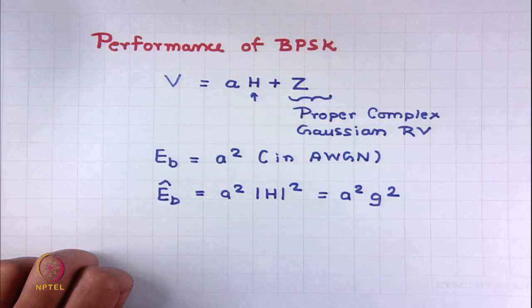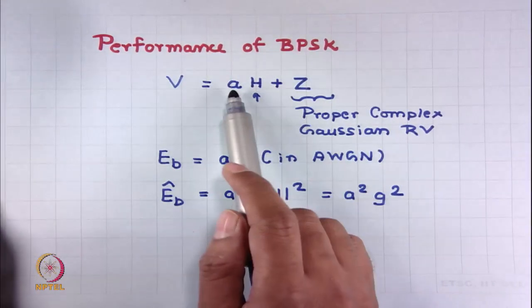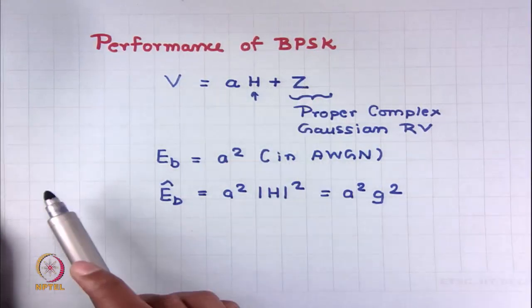H is also a proper complex Gaussian random variable. These complex Gaussian random variables are always proper complex Gaussian random variables, and thus I also simply call them complex Gaussian random variables sometimes, because whenever you see a complex Gaussian random variable, it has to be a proper one, because the I and Q channels have to be independent, and it is also a good assumption that the noise in these channels is identically distributed. So, what I am receiving is A times H plus Z.